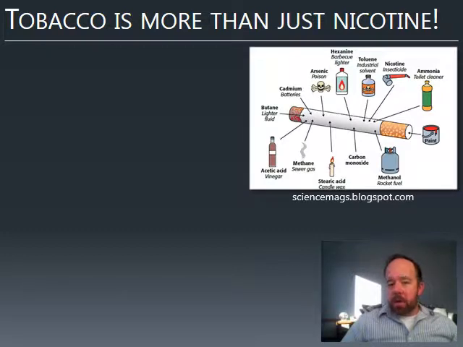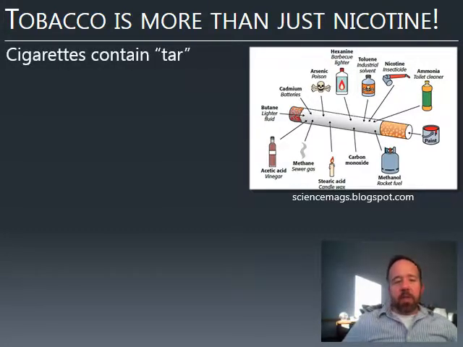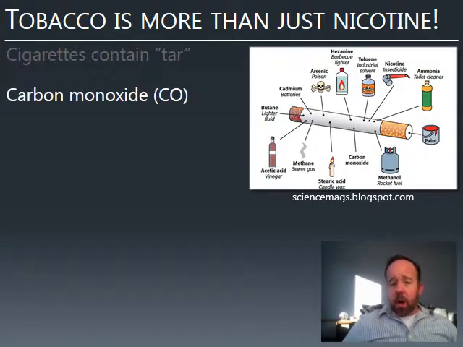Okay, and I'm sure we've all seen on anti-smoking ads that tobacco contains far more than just nicotine. And some of the things it contains are shown here in this picture on the right. But a lot of them are unpleasant. So for example, cigarettes contain tar, which is just a way of saying a mixture of various hydrocarbons. Again, some of them are unpleasant, but tar is not a specific substance in and of itself. One thing that cigarette smoke contains is carbon monoxide.